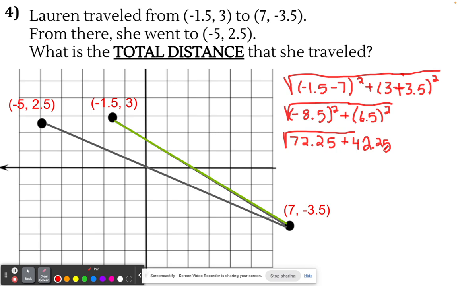I add those up. I get 114.5. So the square root of 114.5. That was quite a bit of work to only be half done with my problem. The square root of 114.5 is approximately 10.7.